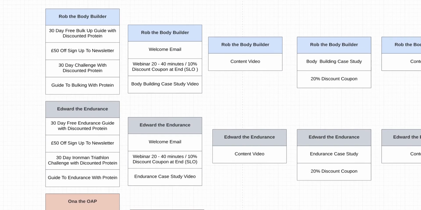Well, what we could do is a 30-day free bulk up guide with discounted protein. £50 off for signing up to the newsletter, but that £50 would only apply if he spends, obviously, £500. The 30-day challenge with discounted protein, a guide to bulking with protein. This is one thing with discounts: when someone's a new customer, never ever give them a discount where you run at a loss. Always make money on the first purchase.